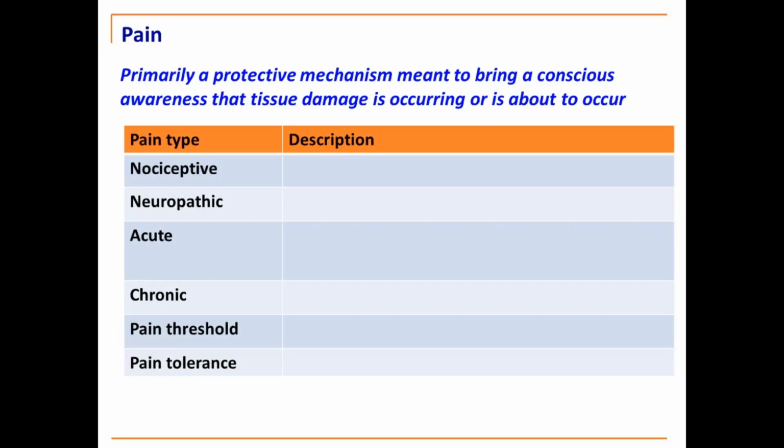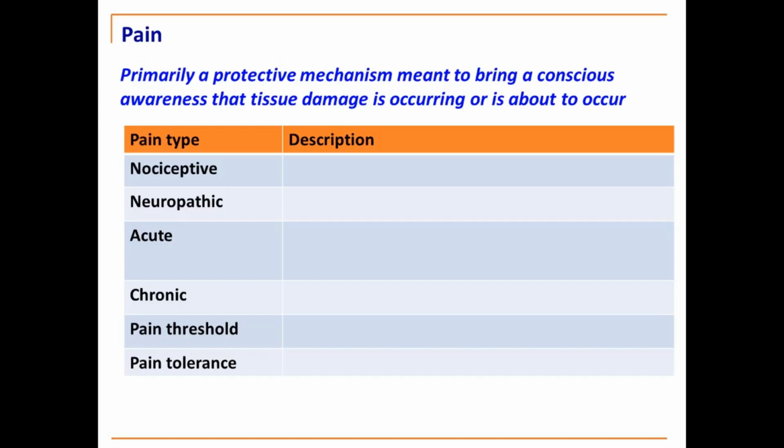So if we're thinking about this, we've got these different pain types in this table, and I'd like you to think about it in each point. We have nociceptive, neuropathic, acute, chronic, what is pain threshold, and what is pain tolerance. So really what I'm asking you for is a description of each of those words or little brief sentences to the left-hand side. So press pause and have a little bit of a think about that and answer them in your own mind.